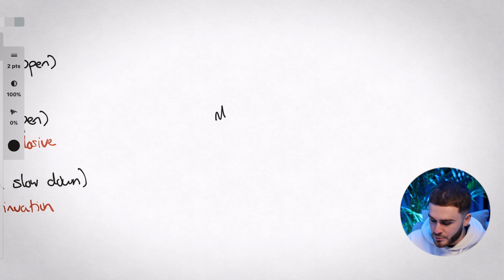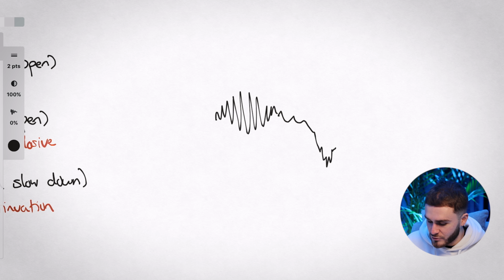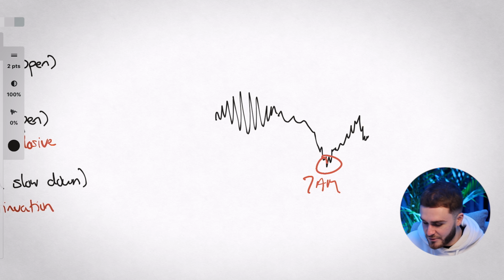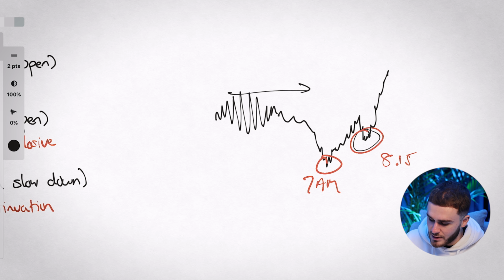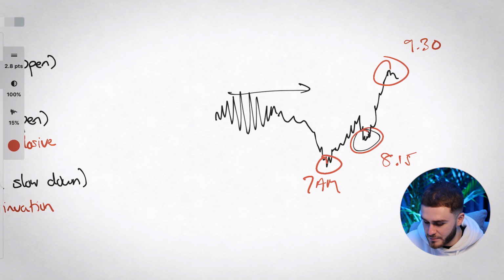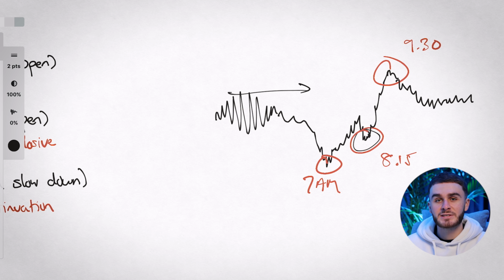Say, for example, you've had price moving for Asia, something like this. We've now had the Frankfurt reversal. So that right there is 7 a.m. Then as price continues onwards, we get to 8:15. 8:15 over here. And that is where price decides to explode. It then takes the other side of liquidity. Once we get to this point, that is where we see the 9:30 reversal time. And that is where price starts to slow down all the way up until New York session.